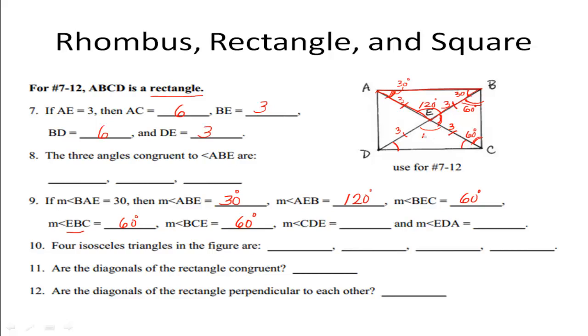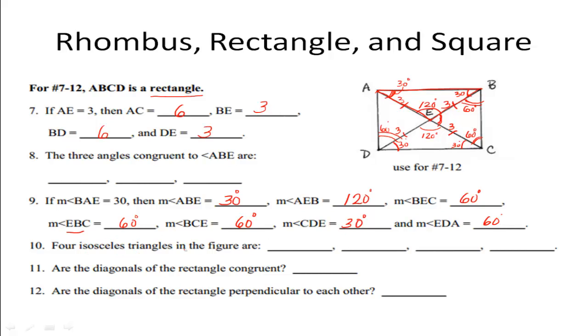It's 120 because of vertical angles. So if this is 120, I have 60 left from 180, right? To share between two congruent angles. If both these are congruent, then they each have to be 30. So angle CDE is 30. And the measure of angle EDA, this piece here, this will be 60 because the whole angle is 90. So this has to be 60.